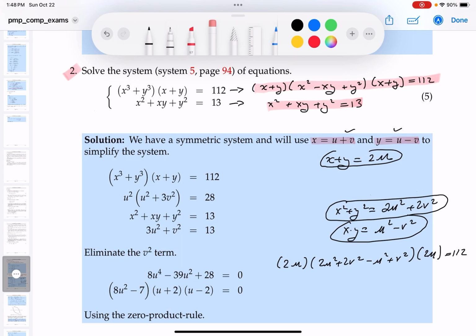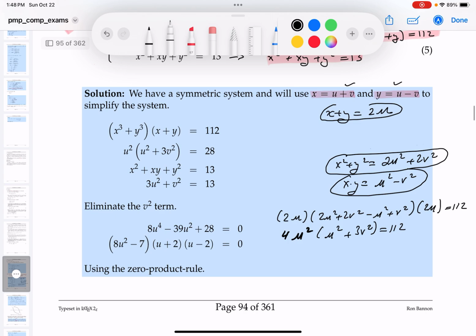All right, now certainly looking at that, I have 2u, so that would be 4u times the remaining factor. Let me get my eraser out. Let me go back to my pen. And this would be what? It would be u squared plus 3v squared equals 112, with the 4u factored out. I'm going to divide both sides by 4. So you're going to get u squared plus 3v squared equals, well, 4 into 112. That's 28.